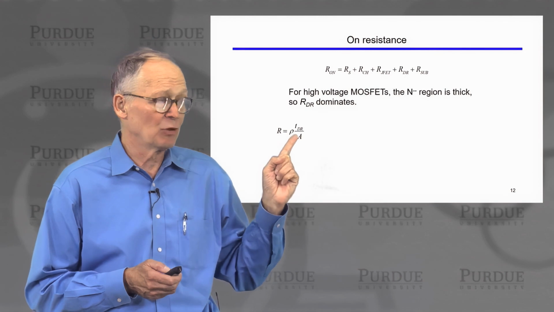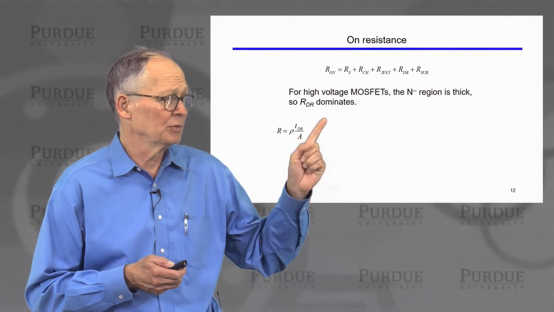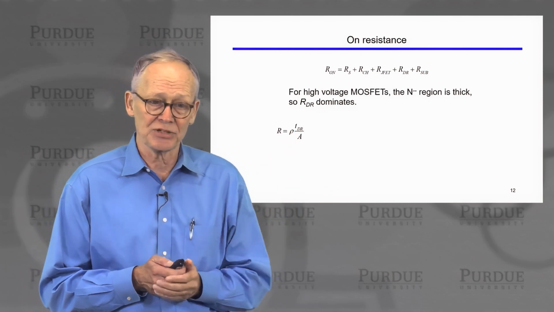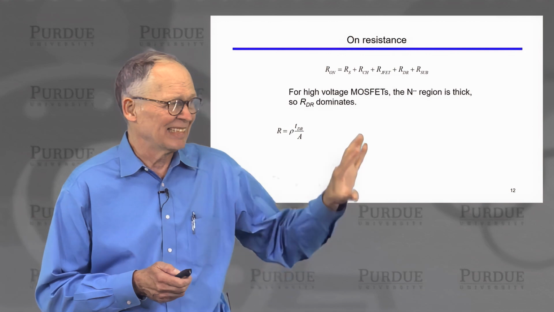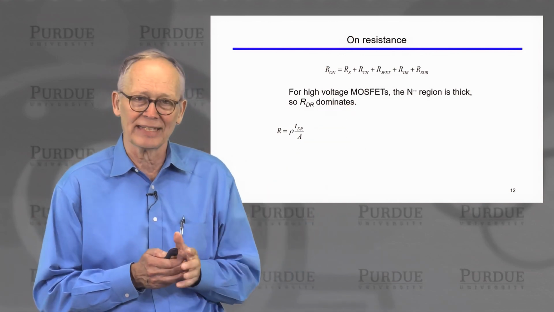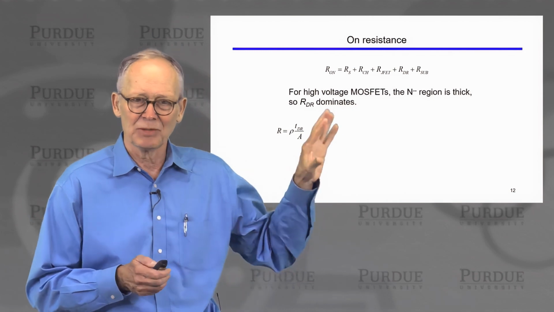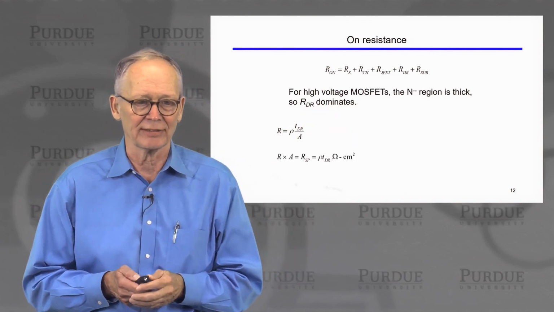So the resistance of that will be the resistivity of that layer times the length of the current flow, which is the thickness of that drift region, divided by the area through which that current flows. Now, it's really a two-dimensional current flow, so it's not clear exactly what the length or the area is, but we can get the idea. There's some effective length and there's some effective cross-sectional area.